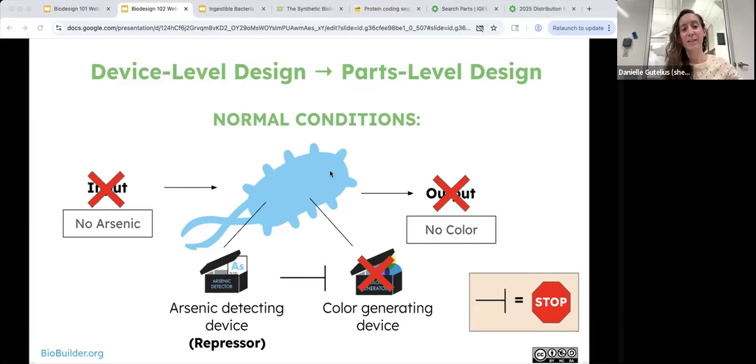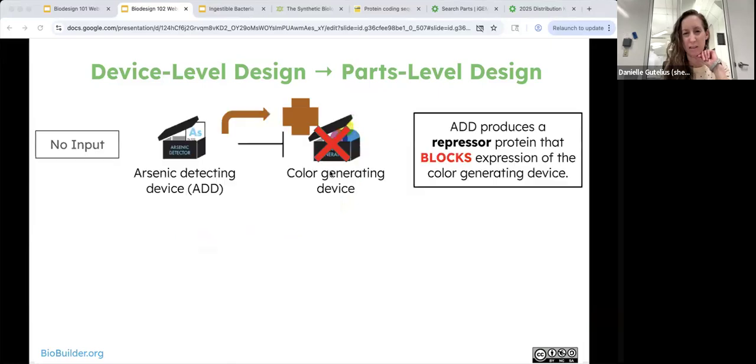So we need our first device to produce a repressor that will stop our output device from functioning unless that input is there. Okay, I'm going to show you how this works a few different ways because it gets a little tricky. Okay, so we know how we want our system to operate. So we need to start thinking about how the devices will function to carry out these tasks. And that's where we kind of transition from device level design into parts level design.